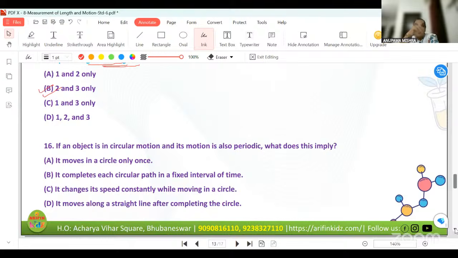It moves in a circle only once, that is a periodic motion, or it completes each circular path in a fixed interval of time, or it changes its speed constantly while moving in a circular motion. And the last one is that it moves along a straight line after completing the circle.